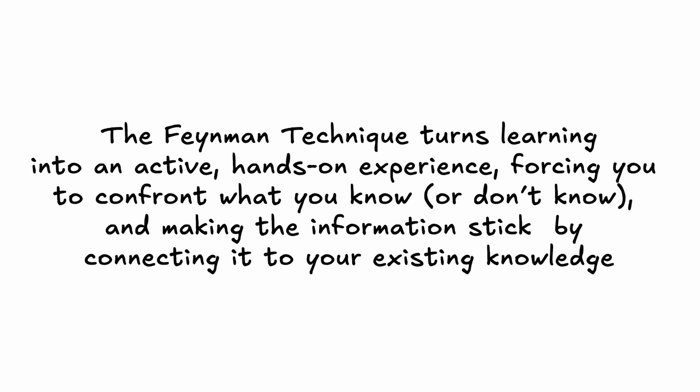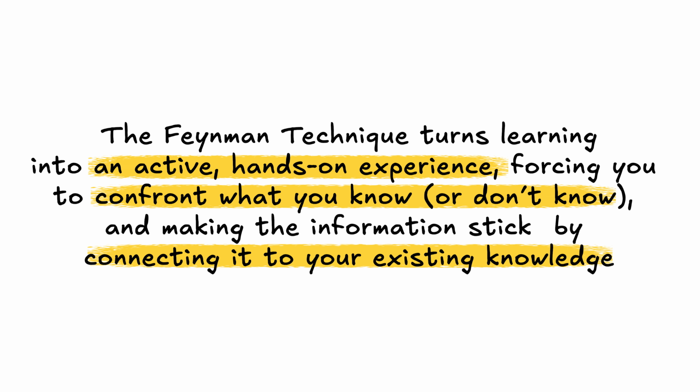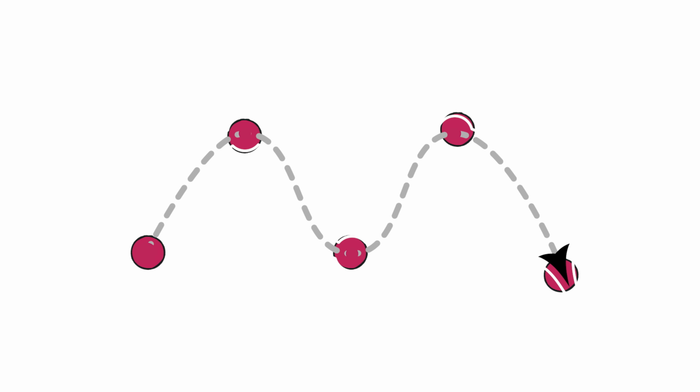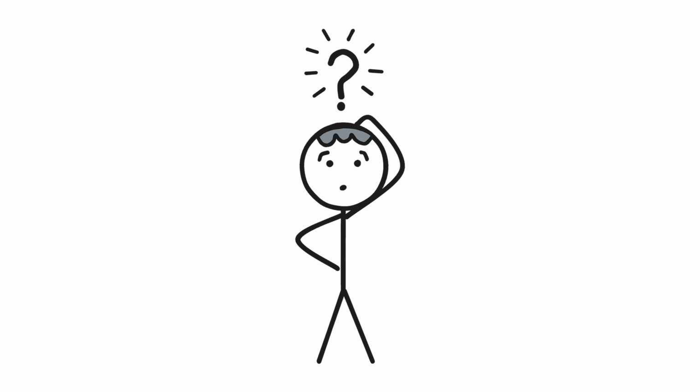In short, the Feynman Technique turns learning into an active, hands-on experience, forcing you to confront what you know or don't know, and making the information stick by connecting it to your existing knowledge. It's like making learning a game of connecting the dots, but instead of dots, it's knowledge. So, how do you explain the Feynman Technique to a friend?